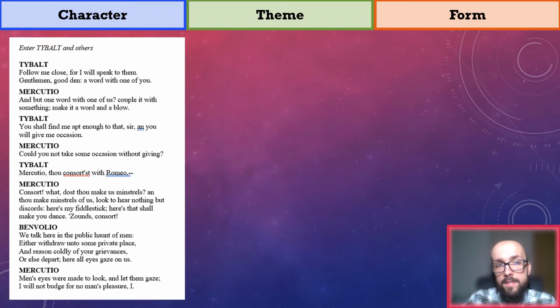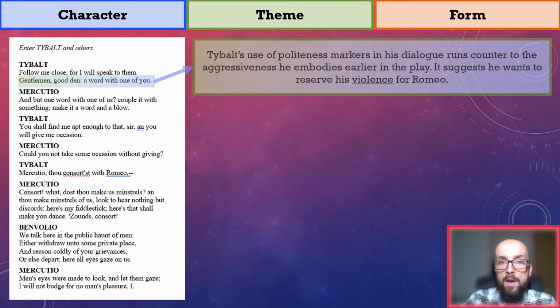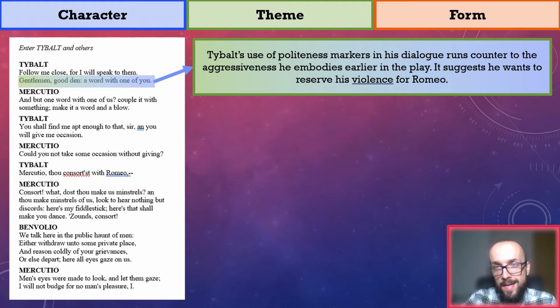Tybalt and his associates enter the scene. The young Capulet appears to want something in particular from Benvolio and Mercutio, which is Romeo's whereabouts. So when Tybalt first speaks, it's interesting that his dialogue features politeness markers, namely gentlemen and good den, a phrase meaning good evening. Such politeness runs counter to the aggressiveness that he embodies earlier in the play, which might suggest that he is now reserving such behaviour for one person and one person only.